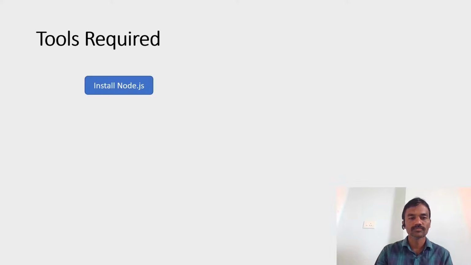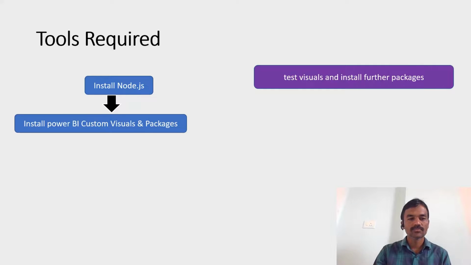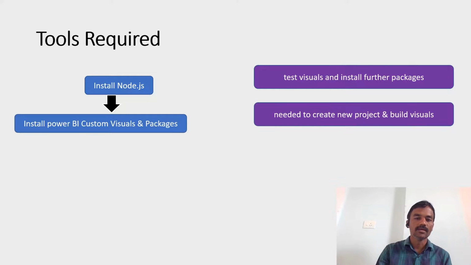Now, when it comes to tools, what are the tools we require to develop these custom visuals? First we need node.js. In node.js, we can test visuals and install further packages if required. So this is needed the first time. Then we need to install the Power BI custom visuals tools and packages. This is required to create a new project and build visuals.